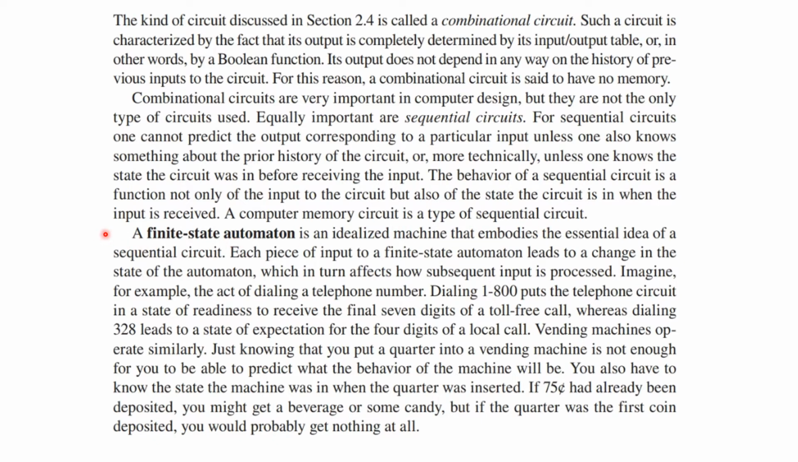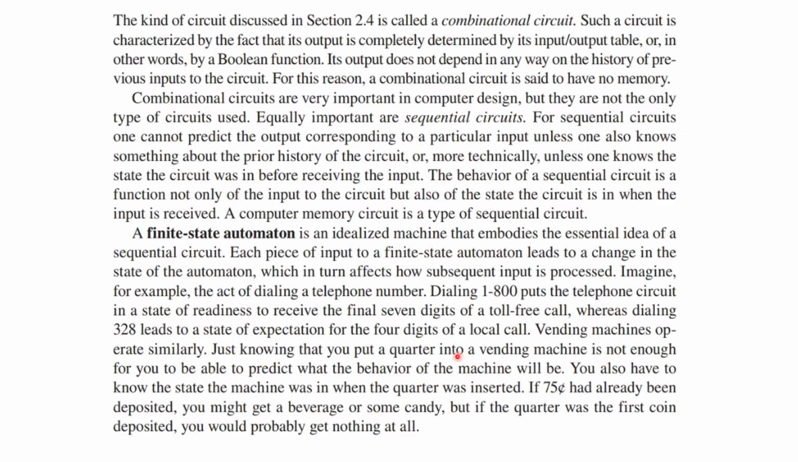So, a finite state automaton, and that's the singular of automata, is an idealized machine which embodies the essential elements of a sequential circuit. An example would be dialing an 800 number. If you dial 1-800, that puts the circuit in a state of readiness to receive the final 7 digits of a toll call. But if you just start dialing this, that leads to a state of expectation for 4 more digits because it's a local call.